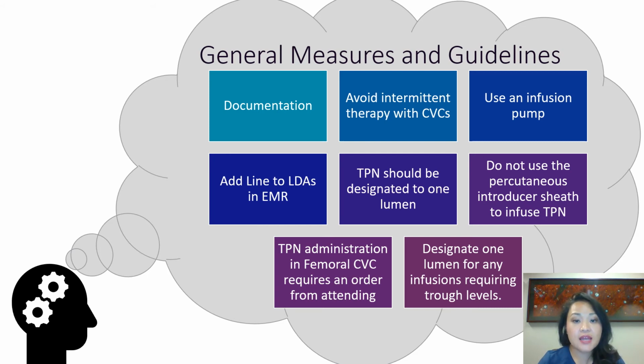Whenever possible, designate one lumen exclusively for TPN if a multi-lumen catheter is used. Do not use the percutaneous introducer sheath to infuse TPN. The use of a femoral CVC for TPN administration requires an order from the physician. You also want to designate one lumen for any infusions requiring trough levels. It is preferred to not use that lumen to draw trough levels as this can provide incorrect lab results.